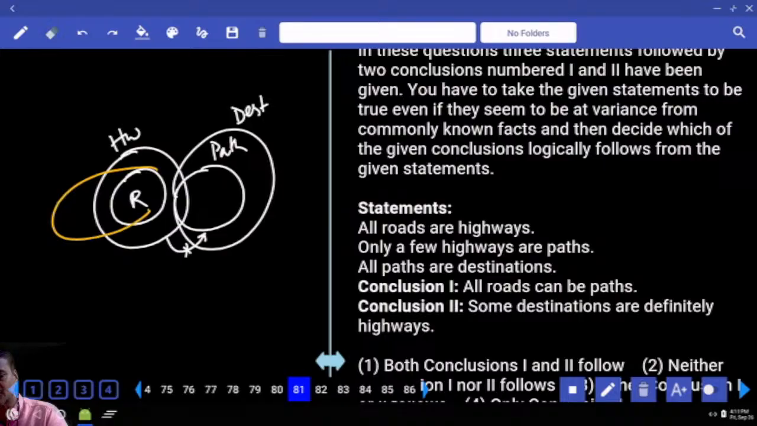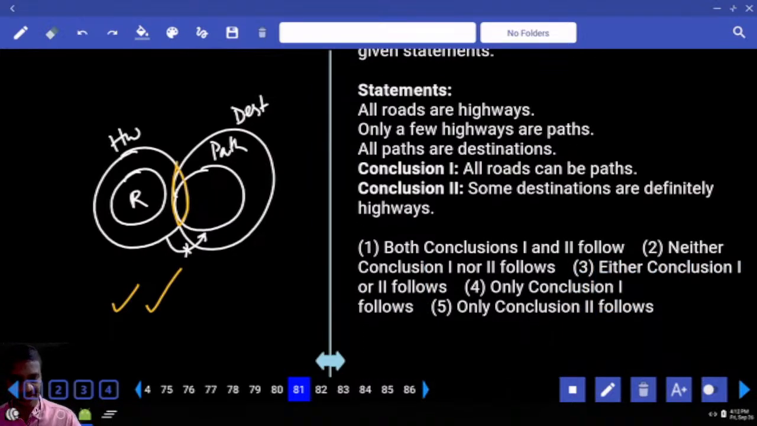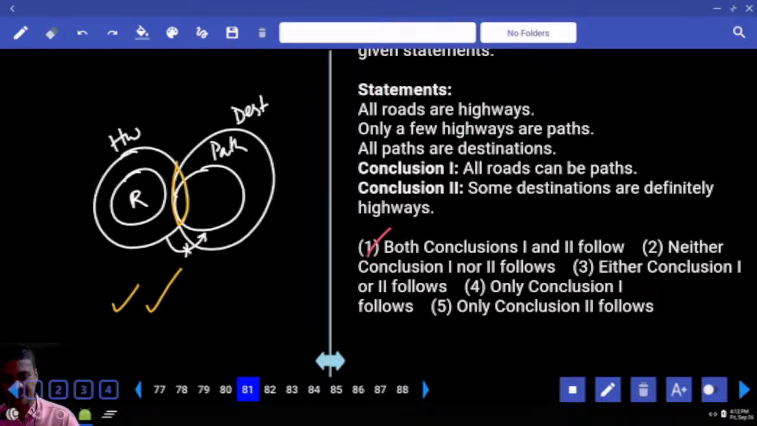Along with this path, destination will also be there. Possible or not possible? Possible. Now can means it is a possibility. Then next one. Some destinations are highways. Now this is intersection between these two. Definitely true. What is your answer? Both 1 and 2, choice 1, question 81.